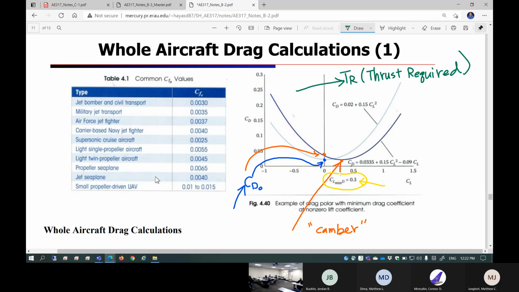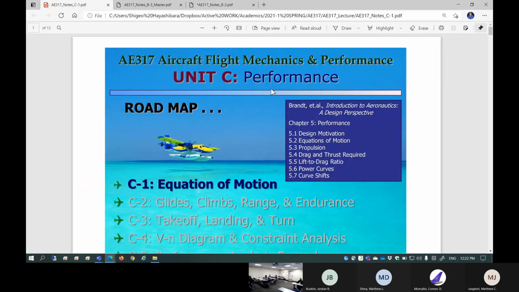So there are lots of iterations. Even if I say hand calculation, don't literally use paper and pen. It's a bad idea. So please come up with some kind of software, okay? All right. So let's begin with Unit C, performance.